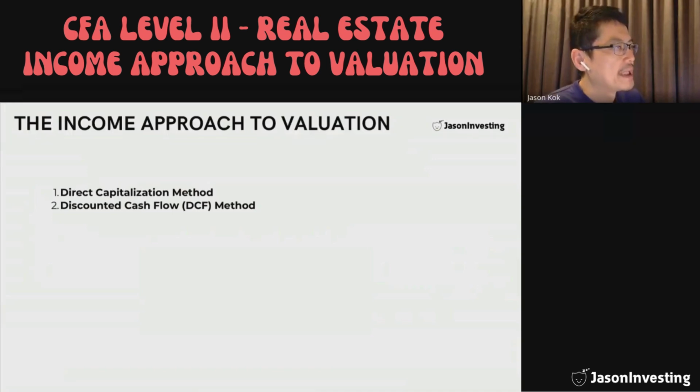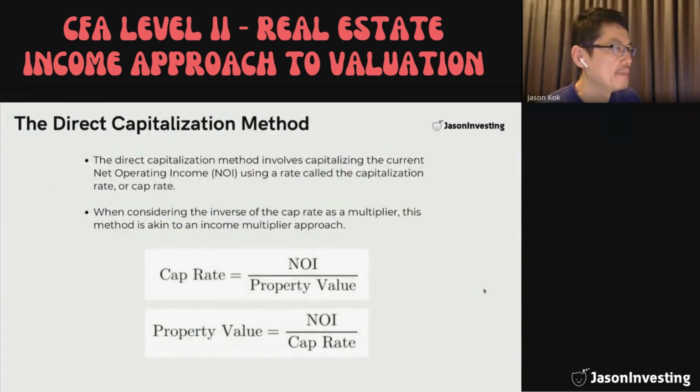Next, we'll talk about the income approach to valuation. So finally, we have come to the point where we are valuing a property. There are two general ways of doing the income approach. The first one is the direct capitalization method, and the second is the discounted cash flow method. We shall look at the first, direct capitalization method.